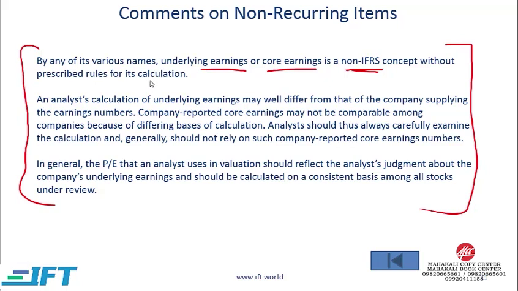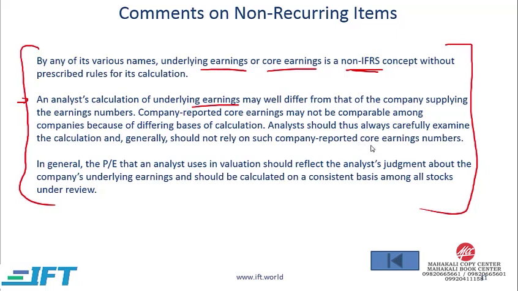So a company obviously might have an incentive to show high earnings, so it might classify items as non-recurring which are not really non-recurring. You as an analyst need to be careful about that, and specifically here is what you do. An analyst's calculations of underlying earnings may well differ from that of the company supplying the earnings numbers. Company reported core earnings may not be comparable among companies because of differing basis of calculation. Analysts should thus always carefully examine the calculation and generally should not rely on company reported core earnings numbers.